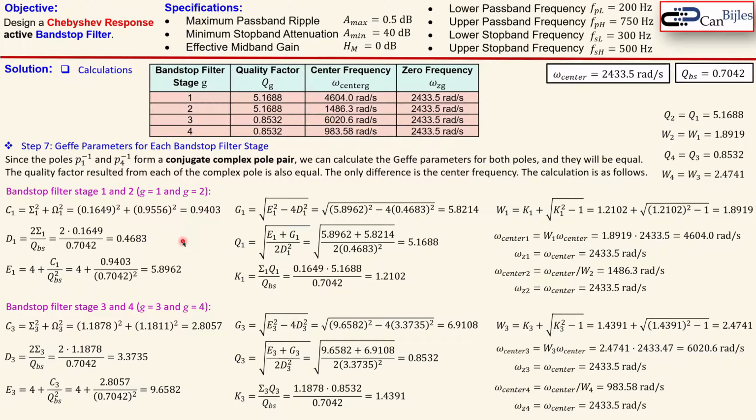Now this is the summary of the results. We have here the band stop filter stages 1, 2, 3, 4. We see the quality factor for stage 1 and stage 2, which are exactly the same, and stage 3 and stage 4 also have the same quality factor. The only difference here is the center frequencies. You see here the first and the second stage, third and the fourth stage. And those are all calculated here. So this is just a summary, and see also the zero frequency is exactly equal for each stage.